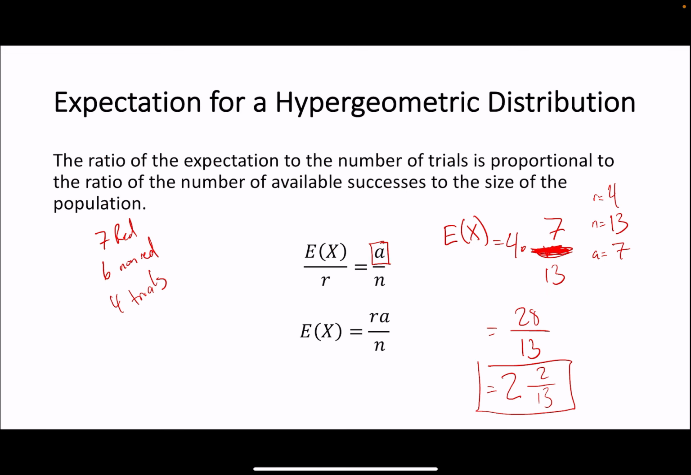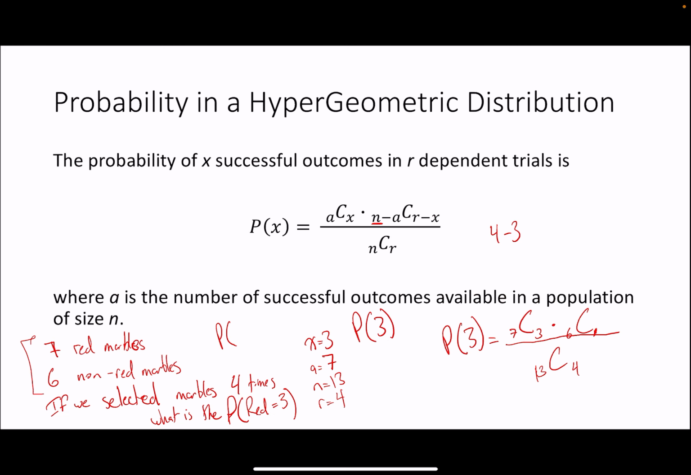Not now. I'm busy. Let's look at this formula for a second.